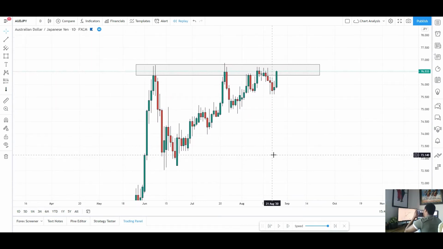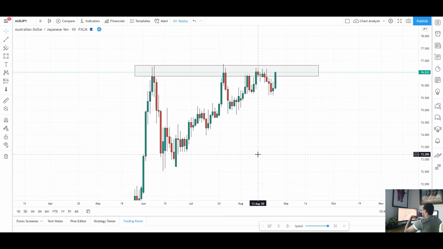But as you can see, there is one key sign telling us that we're actually going to break through this resistance and see a continuation to the upside of this trend, and just see an overall continuation of the uptrend in the market.